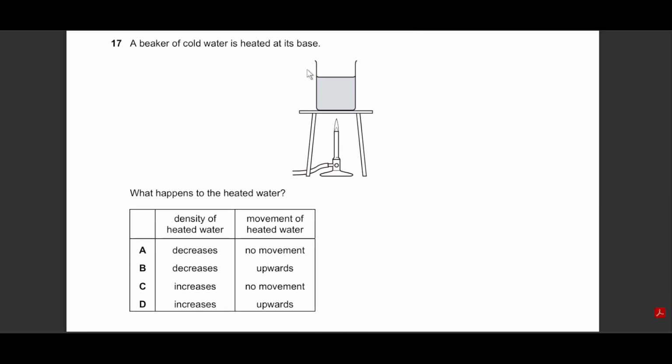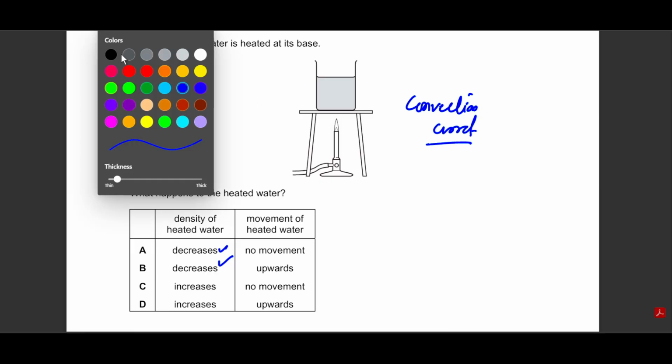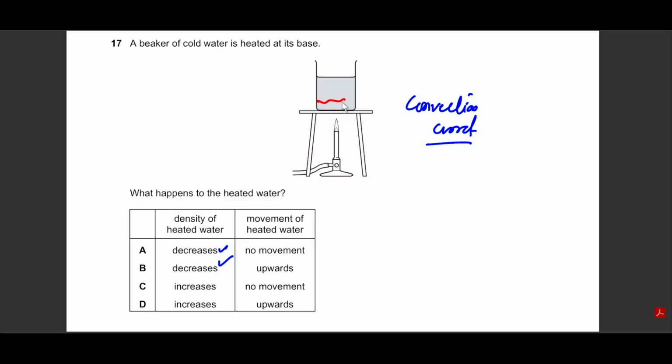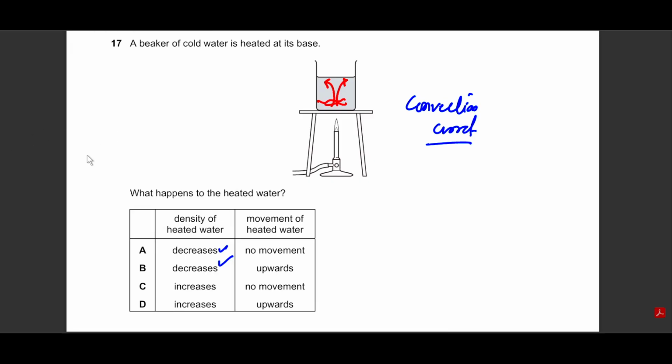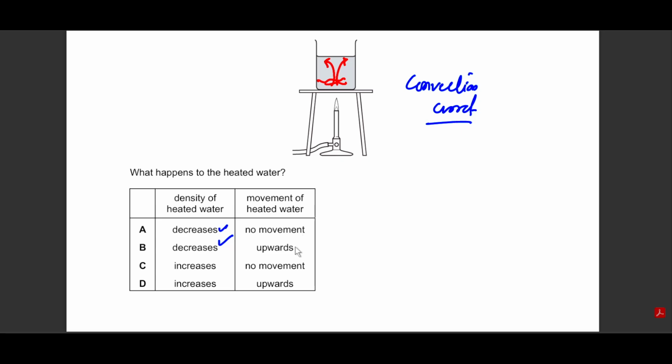A beaker of cold water is heated at its base, fine. What happens to the heated water? The density of the heated water decreases, because this is going towards a convection current. That's what's happening here. Hot air or hot liquid rises up and gets replaced by colder water from other parts of the liquid or air. So the movement of the heated water is going to be upwards. It's going to be option B.